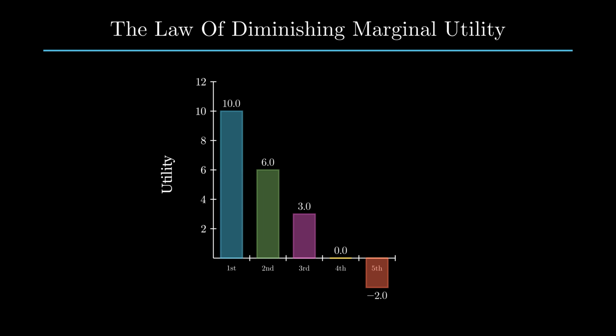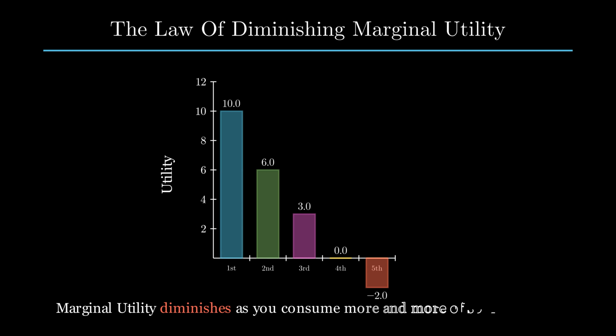Now notice that each extra bar gives you less satisfaction than the one before. So in economic terms, the marginal utility, or the additional satisfaction, diminishes as you consume more and more of something. This is called the law of diminishing marginal utility. The more you consume, the less satisfaction you get from each extra unit.